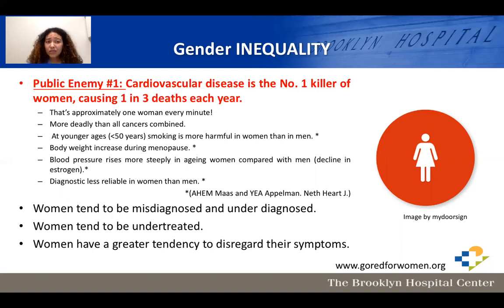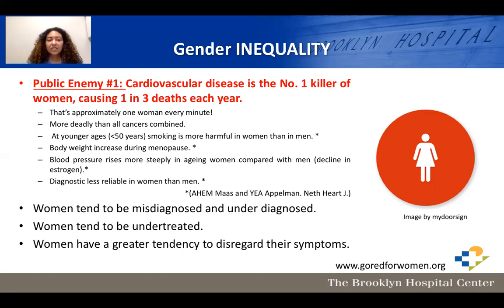And they're noticing also that at younger ages, less than 50, smoking is more harmful for women than men. Body weight increase during menopause is noticed. Unfortunately, once you're past menopause, you're unable to get rid of the weight as easily. Blood pressure rises more steeply in aging women compared to men. That's due to the decline in estrogen.